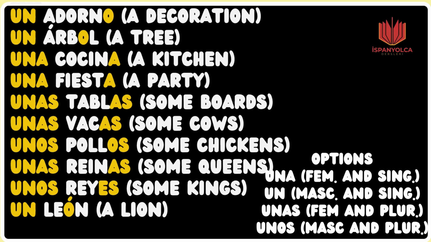Unos reyes. Rey means king, right? That's why it is masculine. And we know it is plural because it ends with an S. That's why we have to use unos. Un león. León is masculine and singular because it doesn't end with an S. That's why we have to use un.